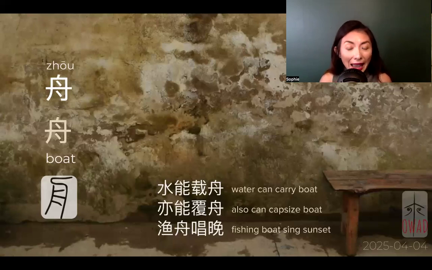Okay, expressions. 水能载舟，亦能覆舟. This is one expression. And again, it talks about a concept from the perspective of the ruler. When the ruler talks about the umpire, 舟 is the symbol of the umpire, and the relationship between the ruler and the ruled, which is the mass of people.